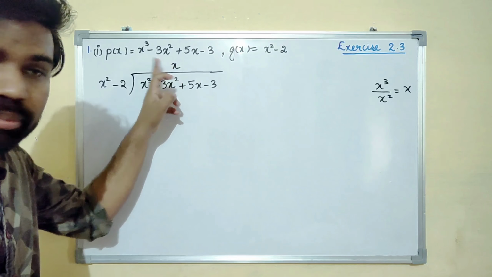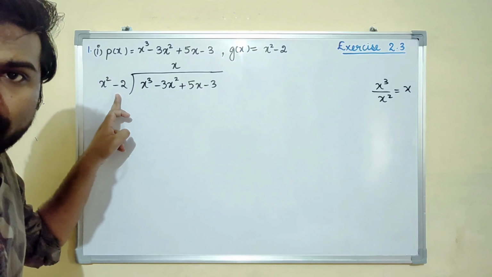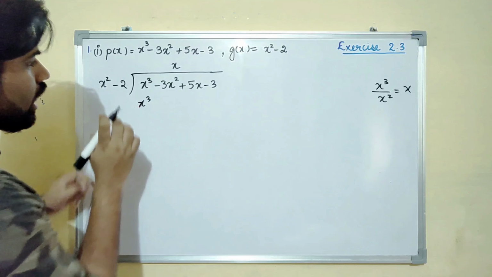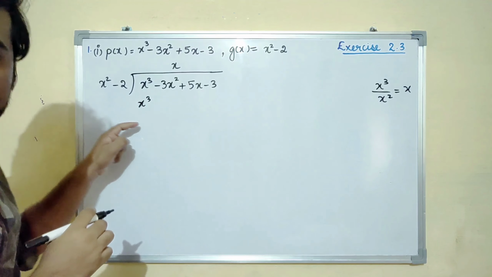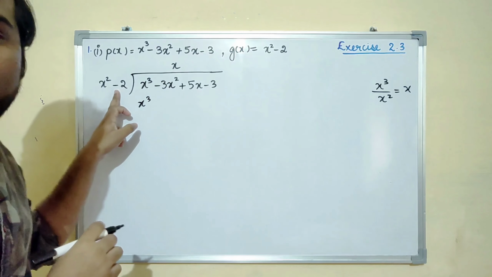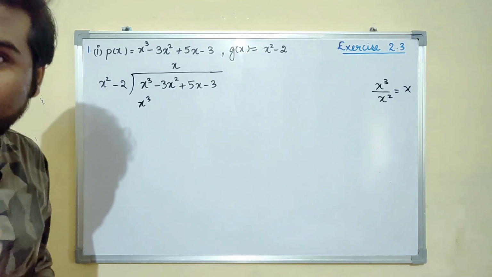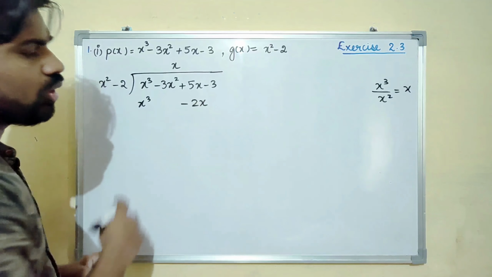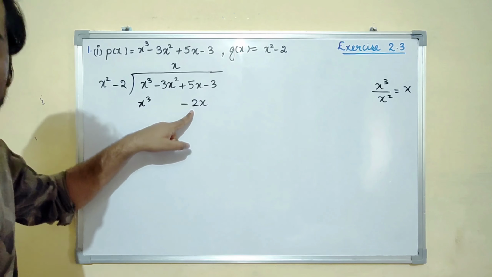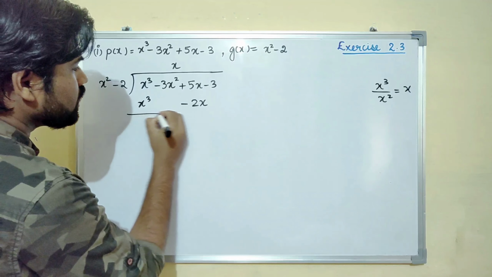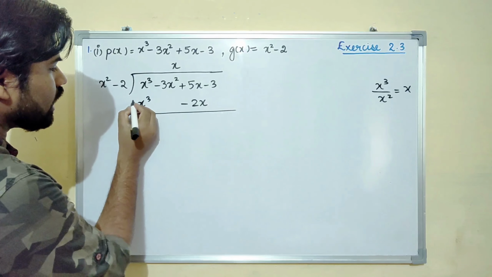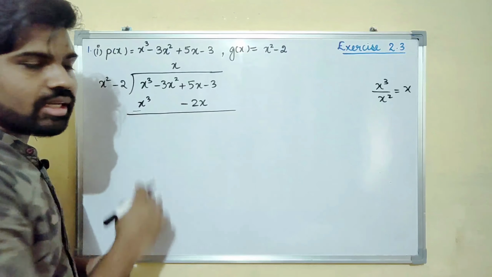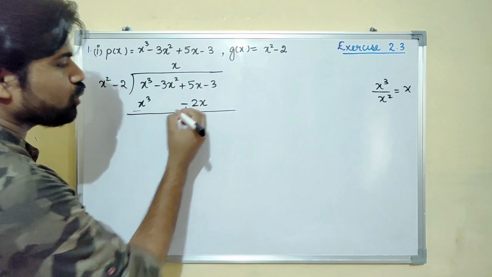Now this x will be multiplied by x square as well as minus 2. x multiplied by x square will give x cube, and x multiplied by minus 2 will give minus 2x. You have to write it below the like term, the 5x term. Now let me subtract it. We will reverse the sign. It is plus x cube, then it will become minus x cube. It is minus 2x here, it will become plus 2x.